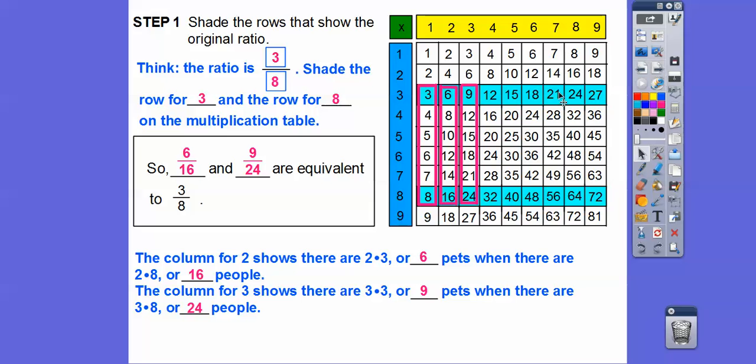What we do is we get our original ratio, and then we shade that row right there, and then shade that row, and then we can pick any one out of this column right here, as long as we pick it out of the same column in the other shaded row right there.